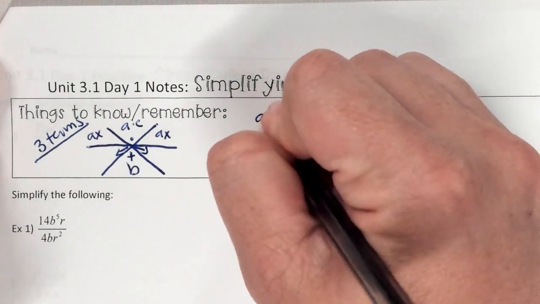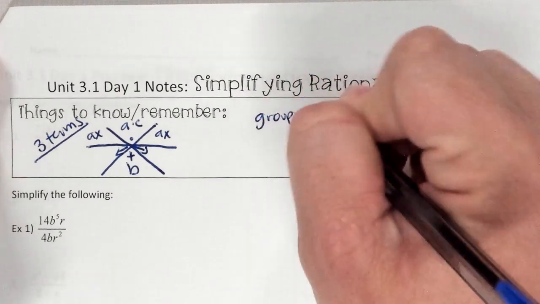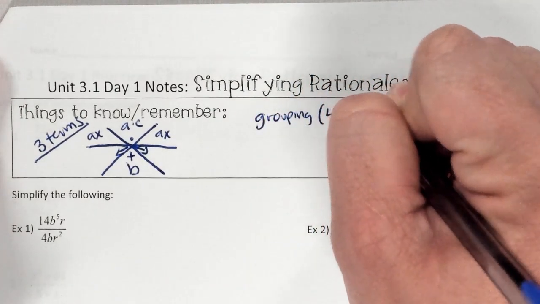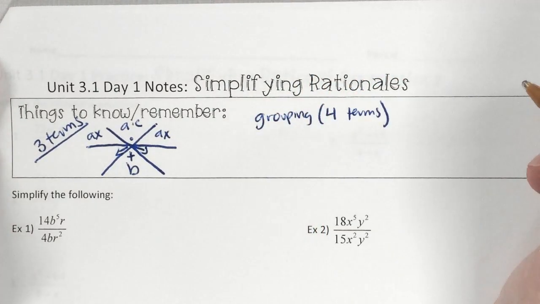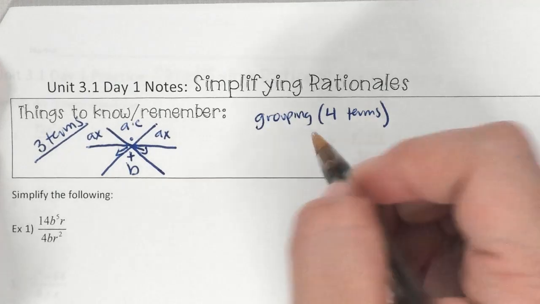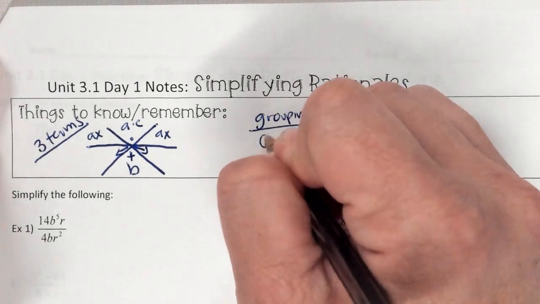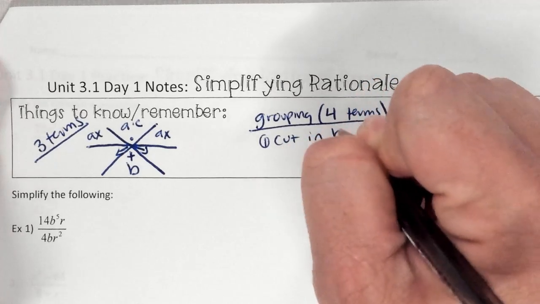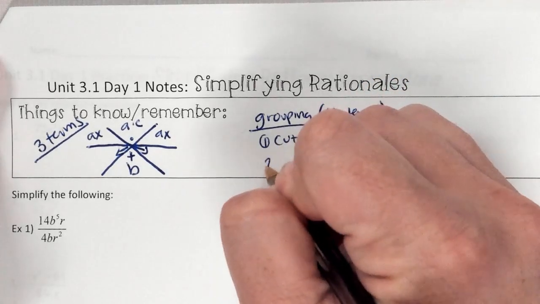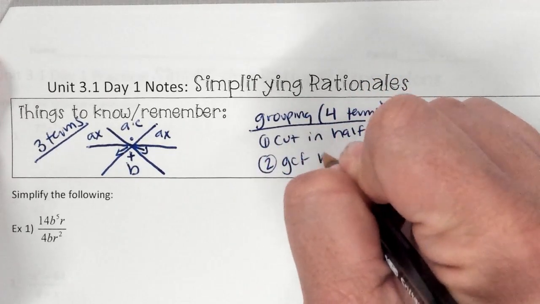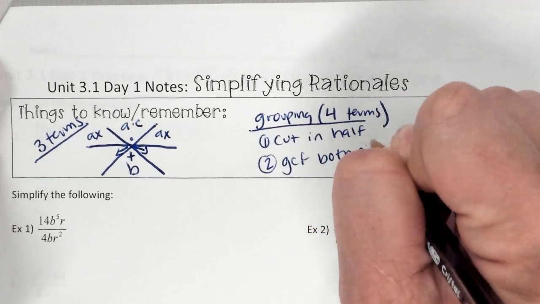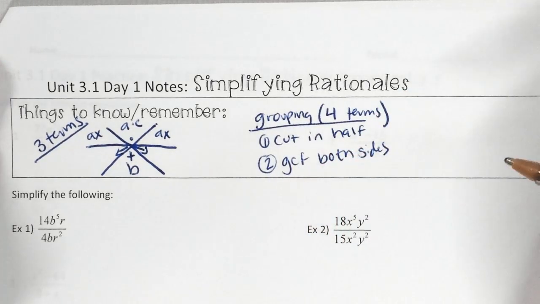What about grouping? That's when we have 4 terms. What do we do then? Do y'all remember? You split it. Yes, you cut it in half. And then you GCF both sides. There are obviously more steps to that, but those 2 steps should help you remember. I will have all the steps on the board in a minute.